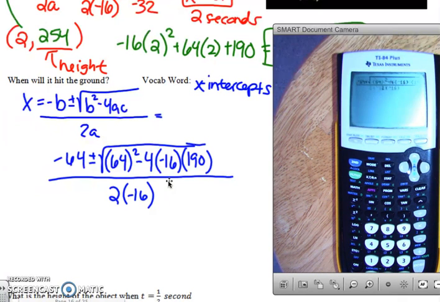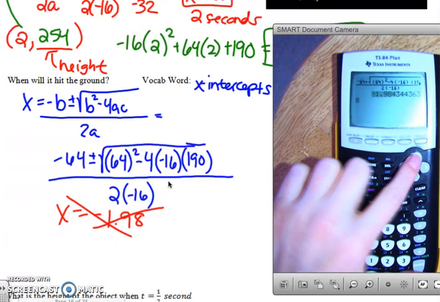Okay, so you hit enter, and you get one answer: negative 1.98. Now, that does not make any sense because I can't have negative time. So that one does not work. I need to do this again, but with the minus sign.